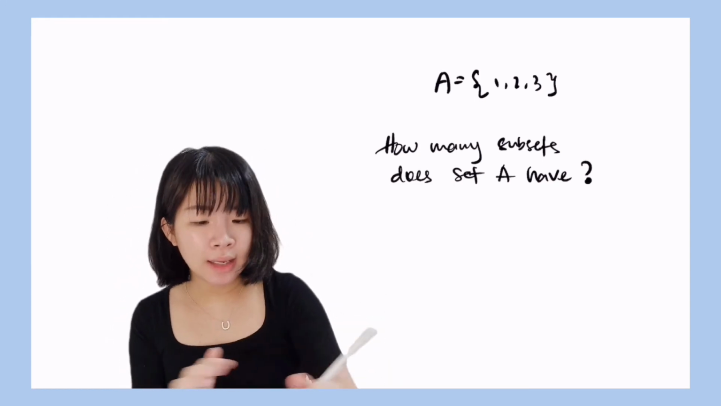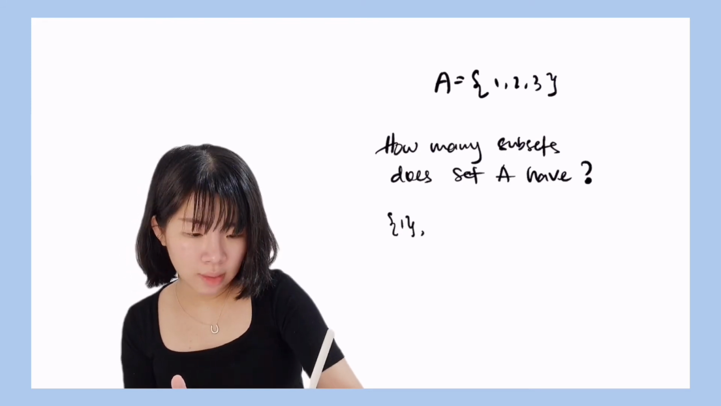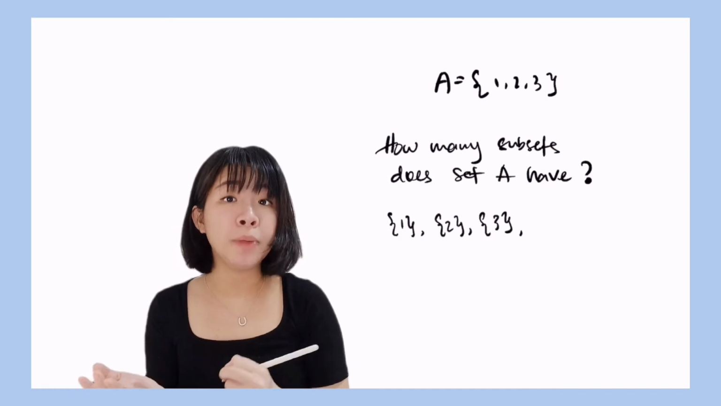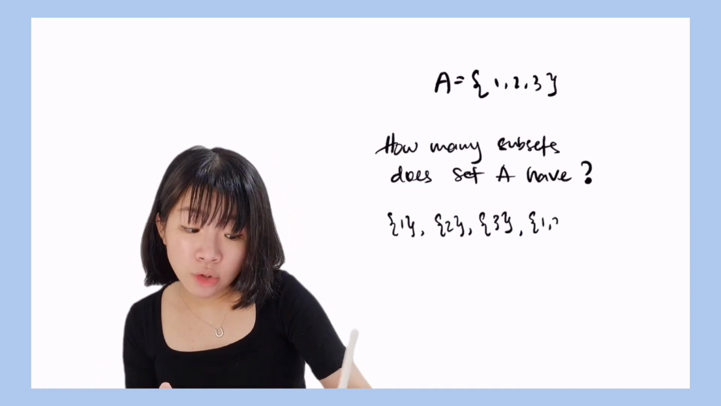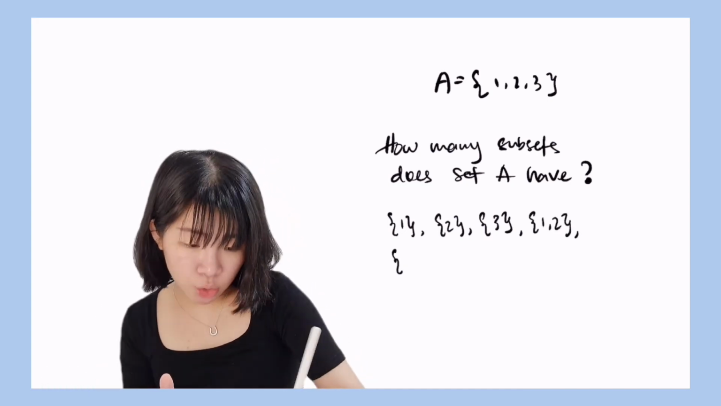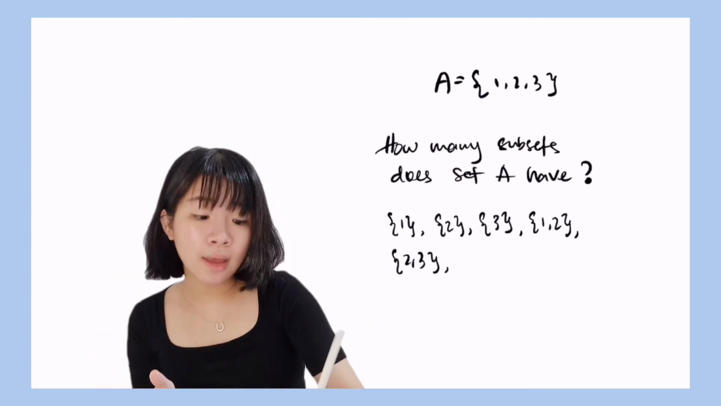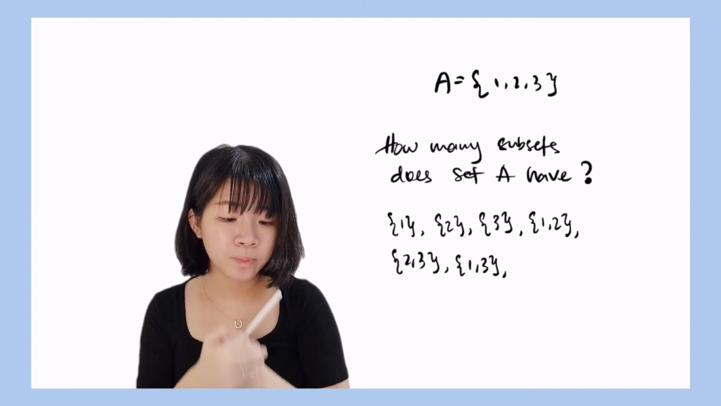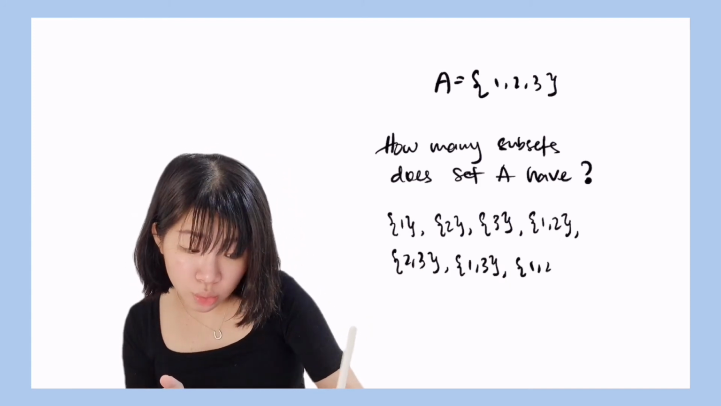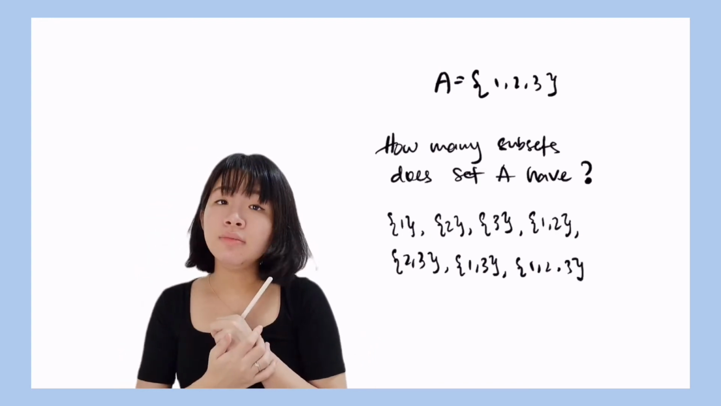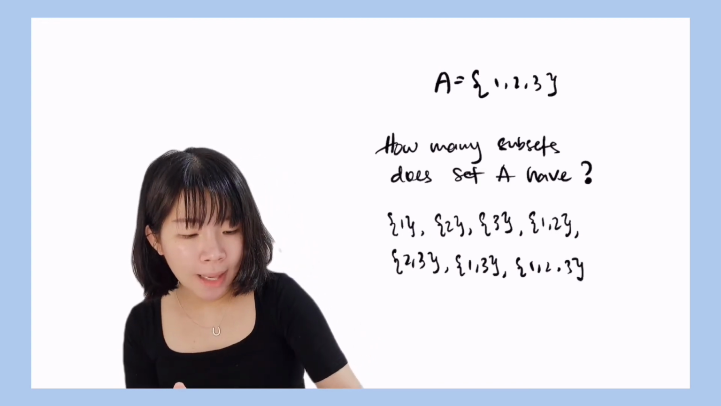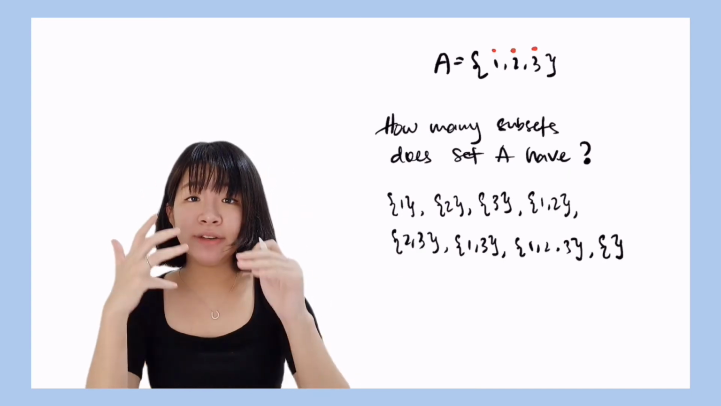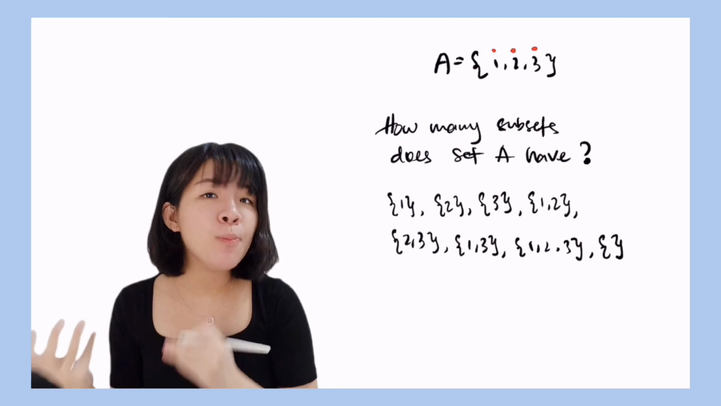So the subsets of set A can be 1 alone, it can be 2 alone, it can be 3 alone. What other combination? So it can be 1, 2. Then it can be 2, 3. Next, it can be 1, 3. Is there any more? It can be 1, 2, 3. Are we done? No. One last one will be this empty set.